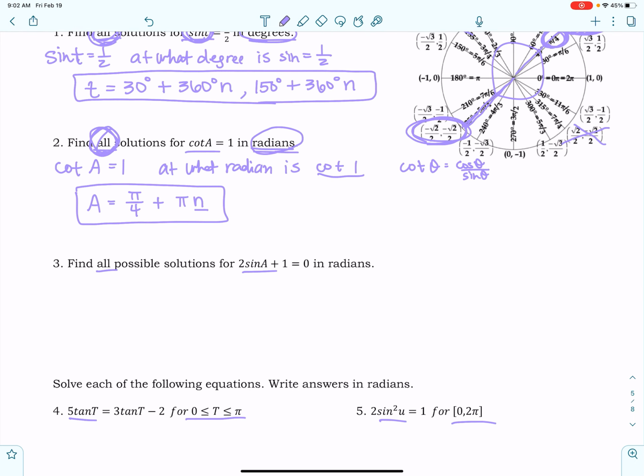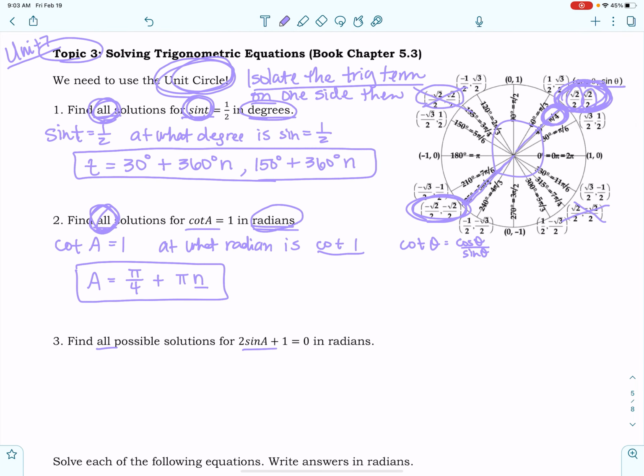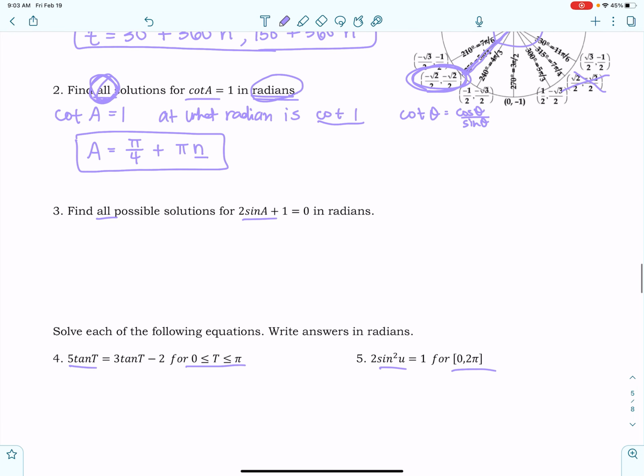Number 3, I have to manipulate algebraically a little bit because remember, your first step is always isolating the trig term on one side. So what I'm going to do is write this as 2 sine A, and I'm going to subtract the 1 from both sides, and then divide by 2 to isolate sine A on one side. So sine A equals -1/2. Now it looks just like 1 and 2. I just had to do a little bit of algebra first. I want my answer in radians, and I want all the possible solutions.